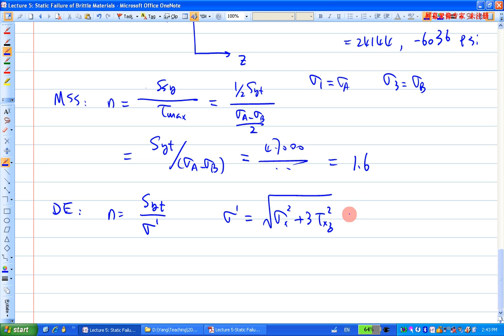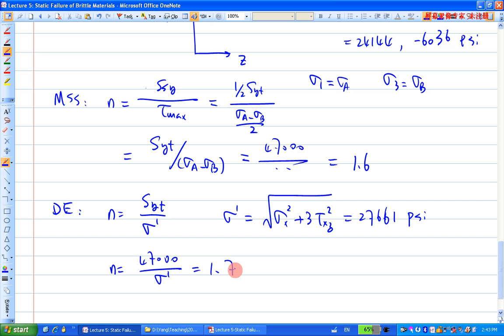So do a simple calculation, and we can get 27,661 psi. Then the safety factor is this 47,000 over the sigma prime, and that should be approximately 1.7.